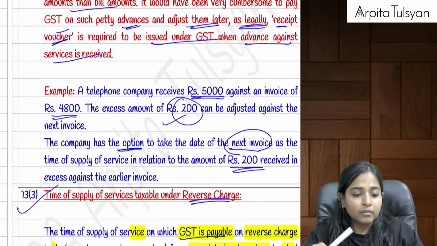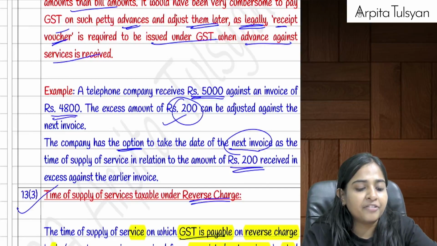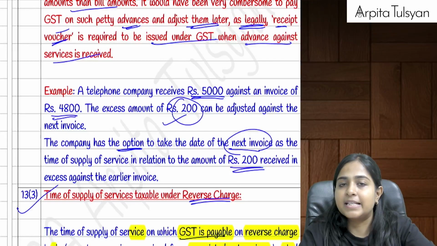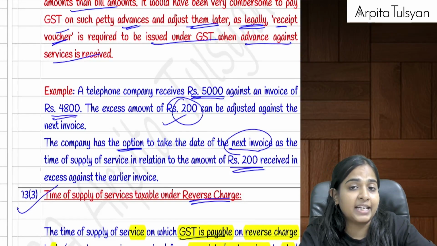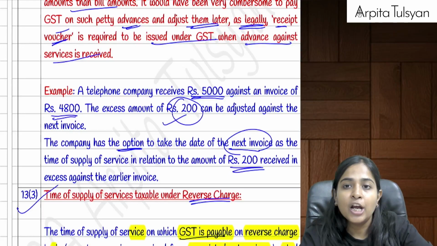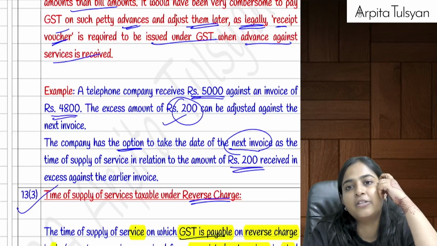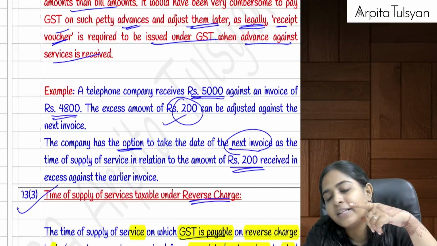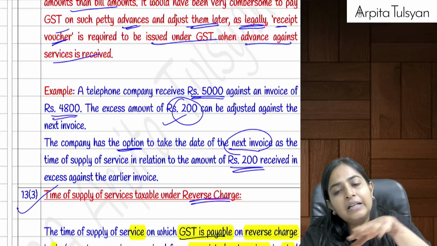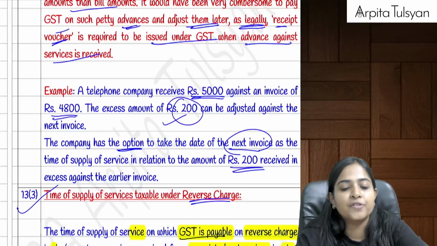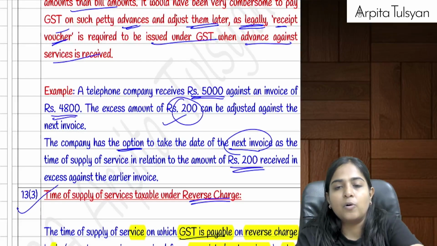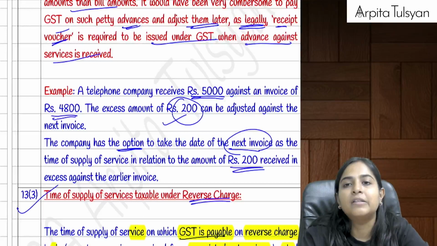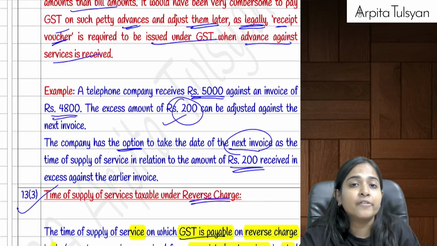Yes. Okay. Then after that, yes, this was all about your first one, that is section 13 subsection 2. And what did we study in section 13 subsection 2? We studied what will be the time of supply, and if we are not able to determine the time of supply, then the date when the recipient shows the receipt of service in his books of accounts.